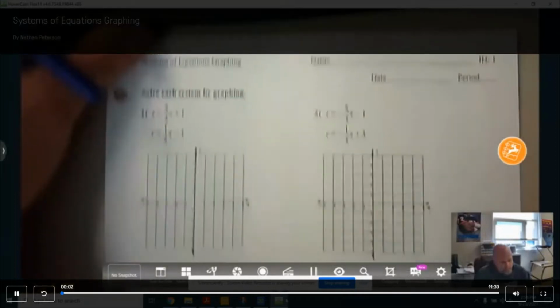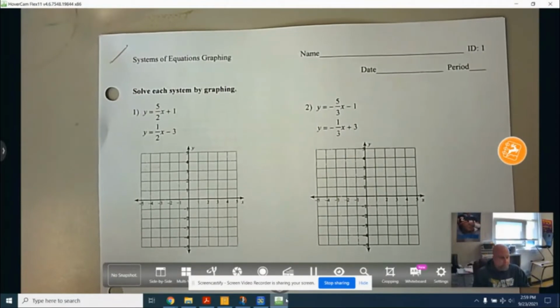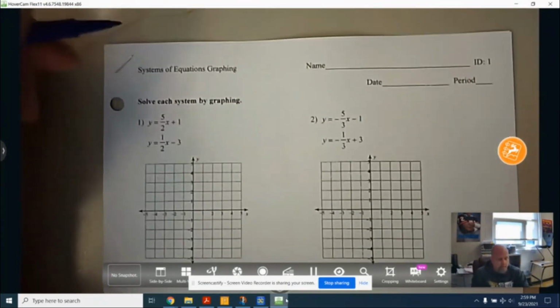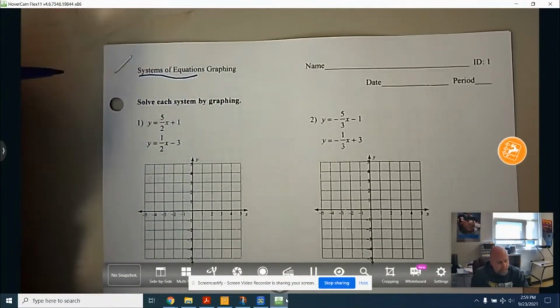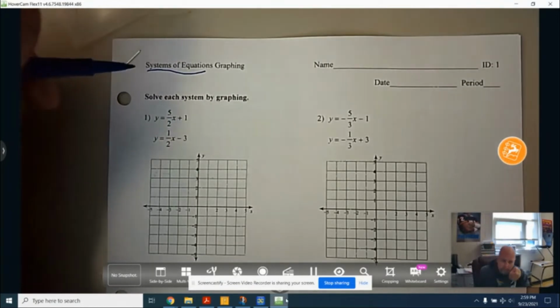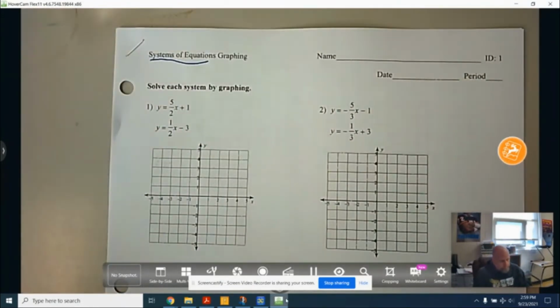Today's notes, we need the sheet that says Systems of Equations Graphing. So today should be pretty short and sweet. What we're going to talk about is graphing multiple linear equations on the same coordinate grid. When we have more than one linear equation graphed on the same grid, that's where systems of equations come from. So systems just refers to two or more equations graphed on the same grid.